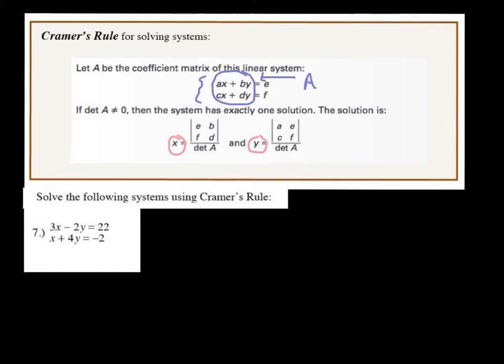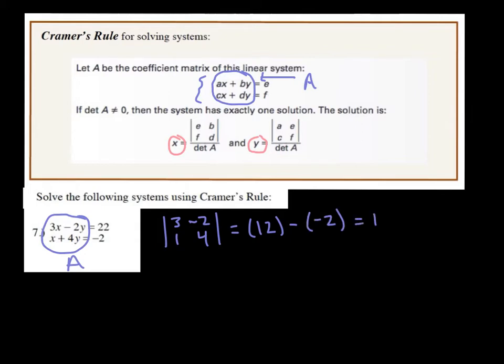So the first thing, probably easiest thing to do first, is find the determinant of A. That's going to be this left side here, and we'll just call it A for now so you know where I'm pulling these numbers from. So the determinant of A is going to equal, let's see, 3, 1, -2, and 4. So 3 times 4 is 12 minus 1 times -2, which is -2. So the determinant is 14. That is going to be the value that you're dividing by.